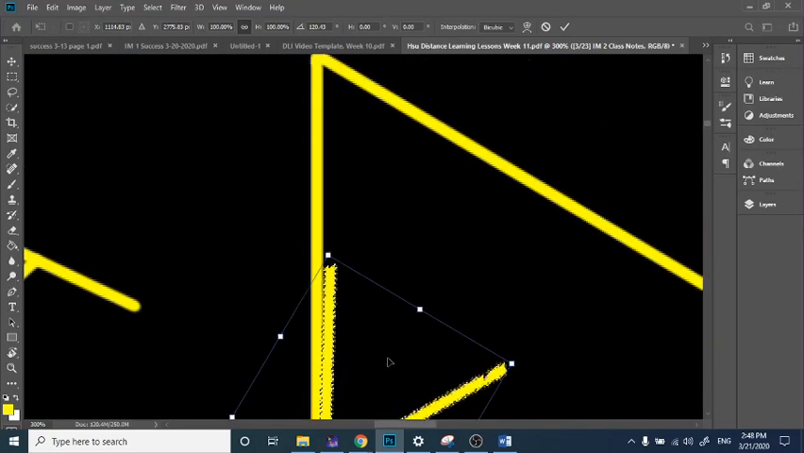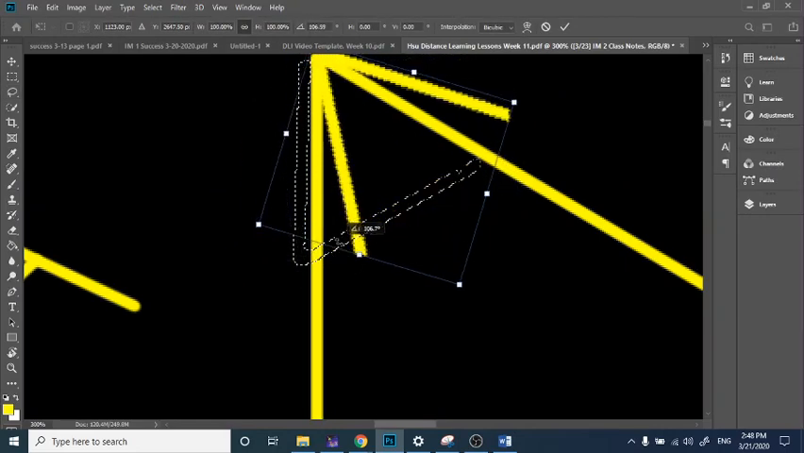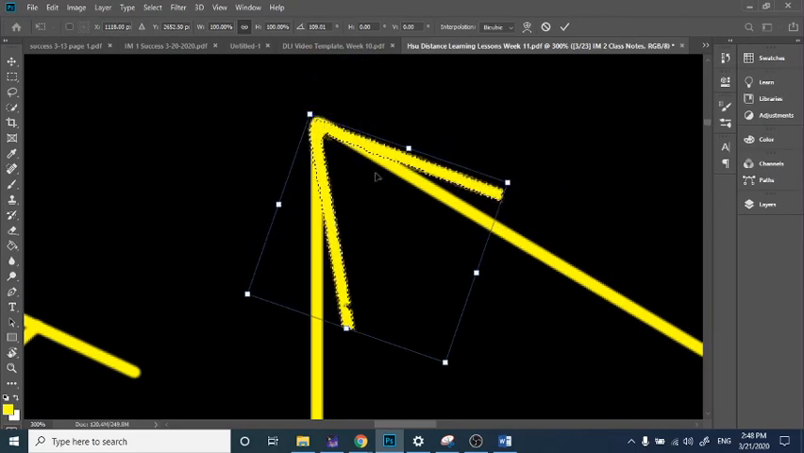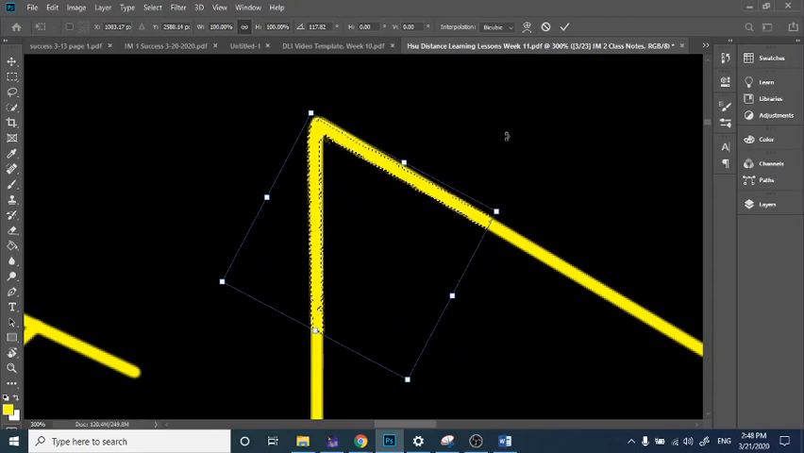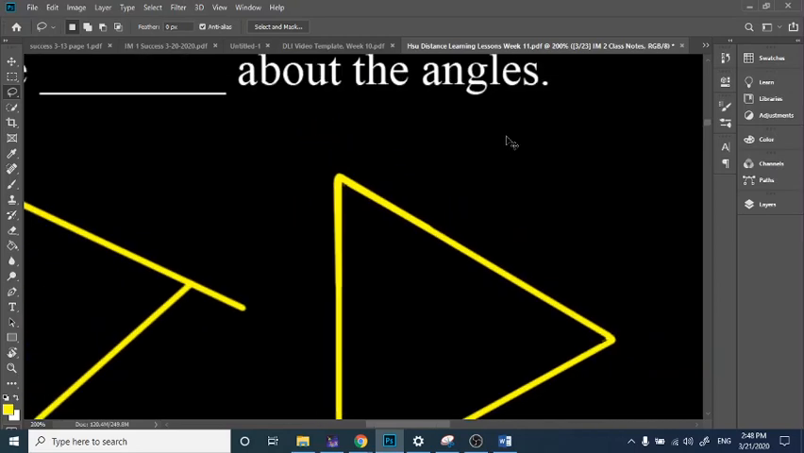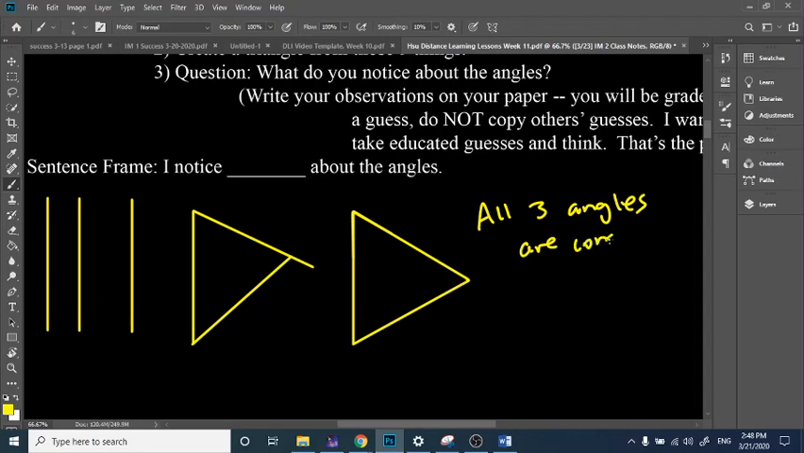Let's take it up there. Is this the same angle? Let's try to match it as best as possible. Let me move the axis of rotation up there. Yep, that matches also. So what that tells us is that all three angles are the same. So all three angles are congruent.